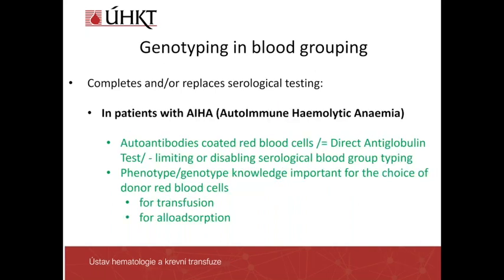Another category of patients who benefit from genotyping are patients with autoimmune hemolytic anemia, where the red cells are coated with autoantibodies, which disable serological blood group typing. In this case, genotyping can solve the problem and help to find optimal transfusion therapy.